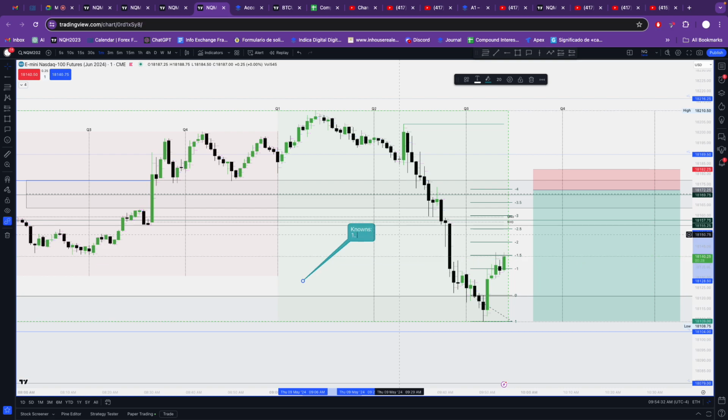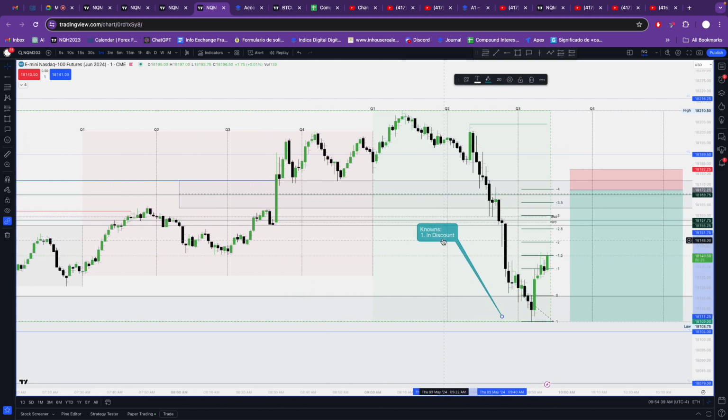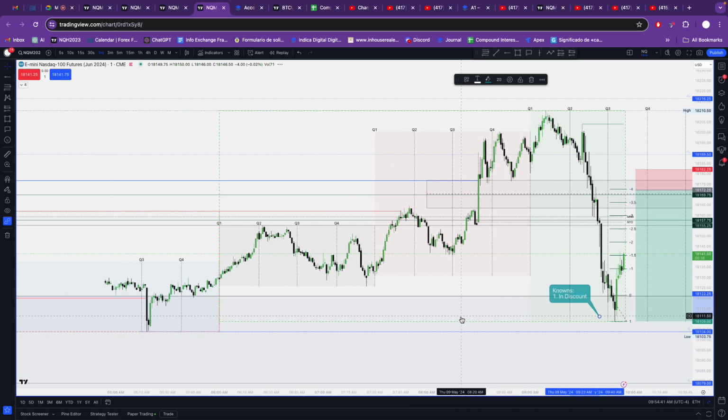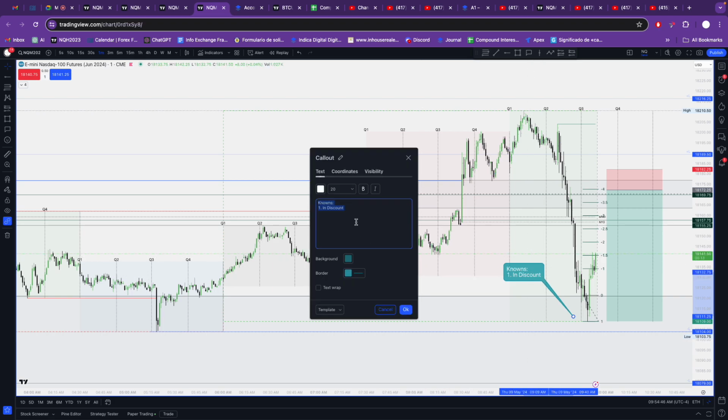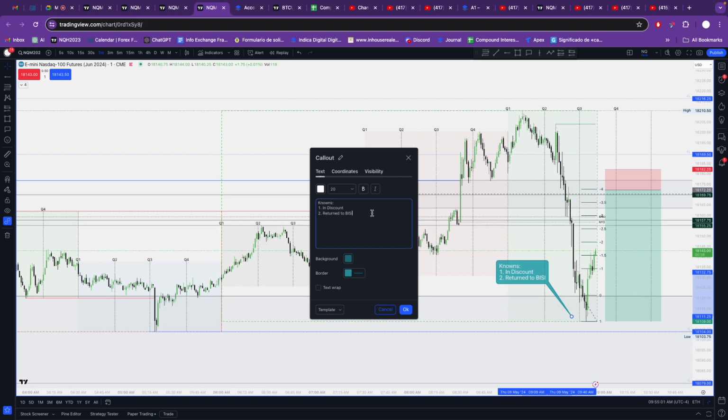Knowns: 1 to 1. We're in discount, right? In discount. We still have the sell side liquidity to take. So in discount, two returns to, what time is this? London, return to say BISI, right? This is a BISI slash BPI from London session.